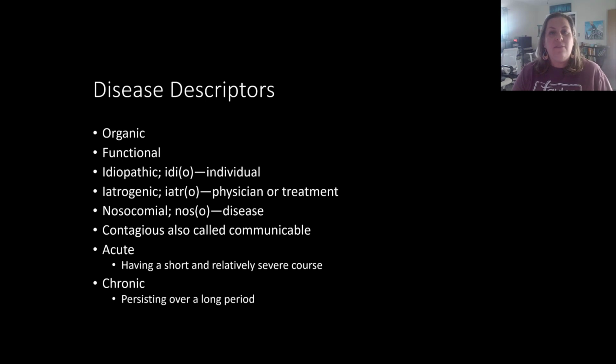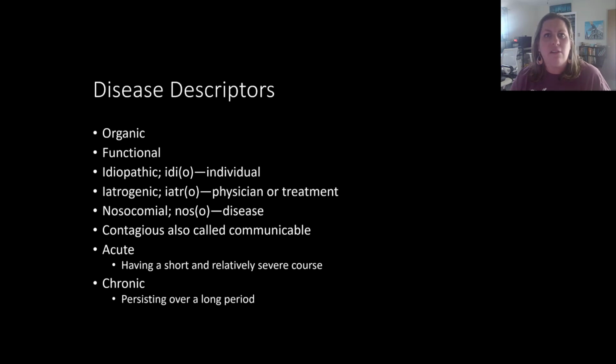Some other things that we can use as descriptors for disease are organic and functional. Organic means there's a physical change that took place in the organ or the tissue, so we can physically see a difference or an issue. Functional means there's no physical change, but there are still signs and symptoms that something is wrong. We can't physically see what's going on, but something's going on internally.